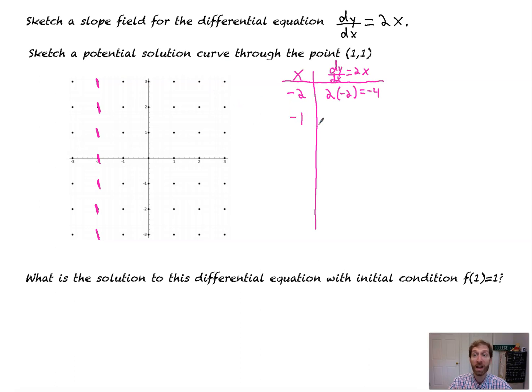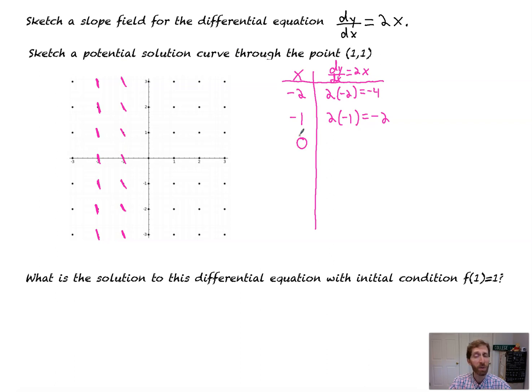All right, so now we're going to plug in -1. So I plug -1 into the slope function. That's 2 times -1, so all the slopes at x equals -1 are -2. So that's a little bit less steep, something like that. Again, these are not going to be perfect drawings. It just needs to be a little bit less steep than what we just had. And all the same slope, because all along x equals -1, we get the same slope.